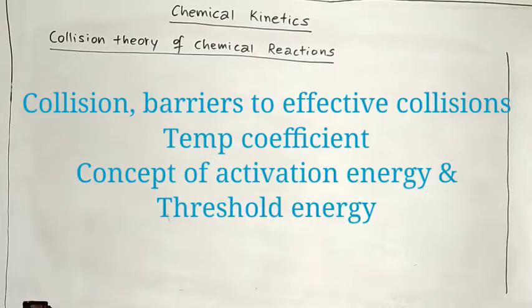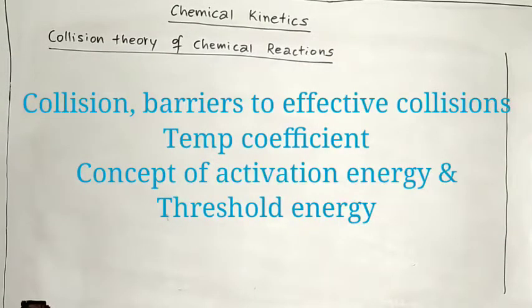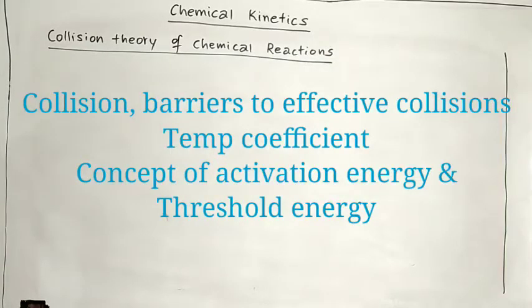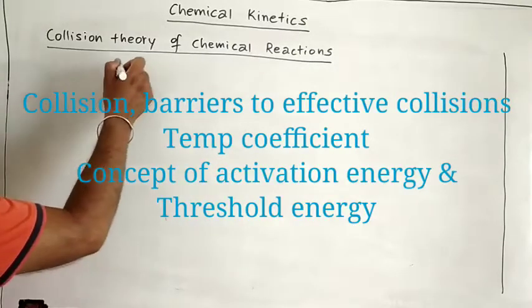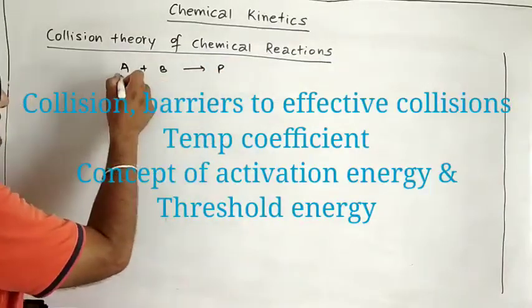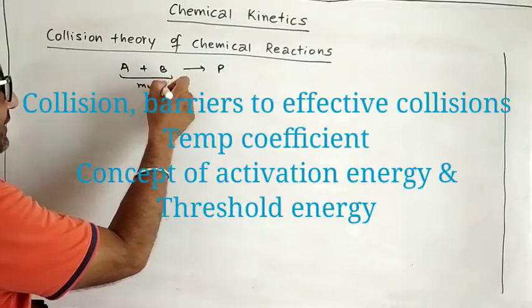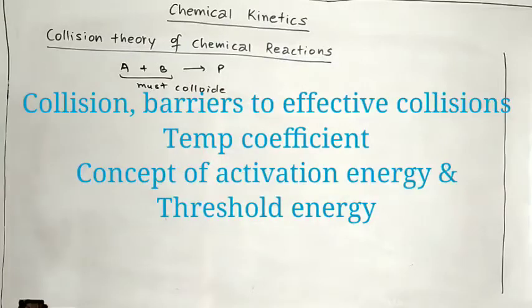So for the reactant to change into product, there must be collision, that the reactant must come close to each other. Then only the product is possible. So this is the collision theory of reaction rate. Now, according to this theory, the basic condition for the chemical reaction is the collision among the reacting molecules. Like if we have two molecules, A plus B, to form P, they must collide with one another. This is the basic condition for the collision theory.